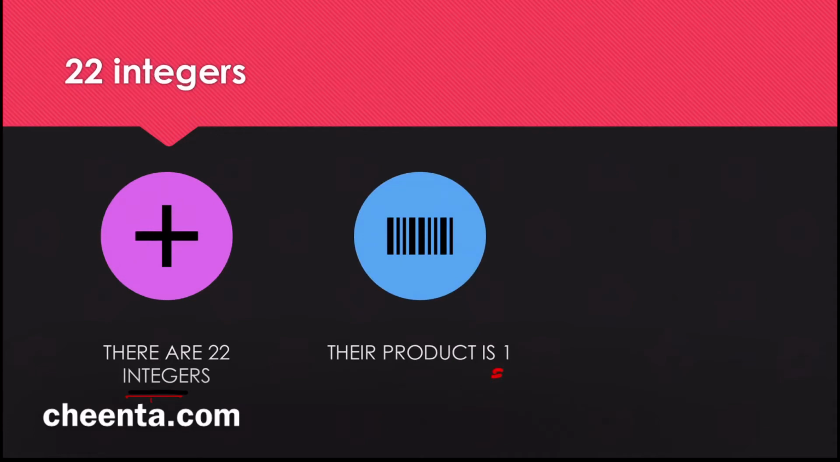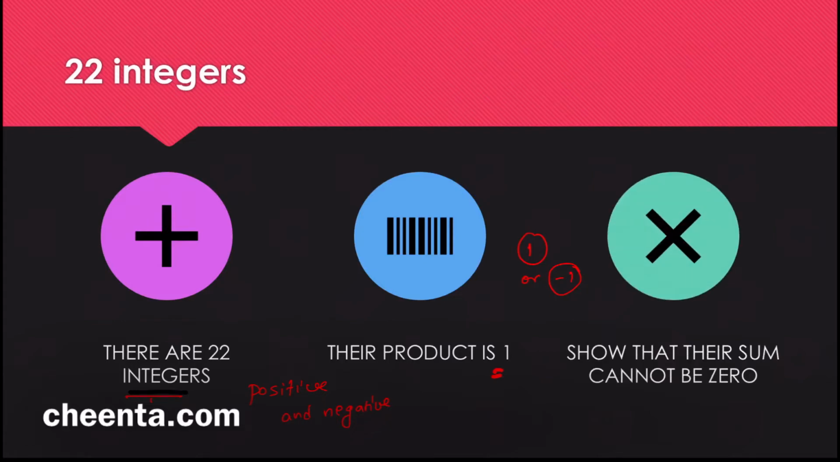Integers means I'm allowing positive and negative integers. Now if their product is 1, you can easily understand that each of these 22 integers can be either 1 or minus 1. And we want to show that their sum cannot be 0. The sum of these 22 integers cannot be 0.